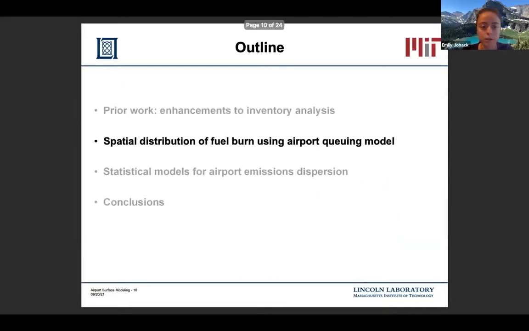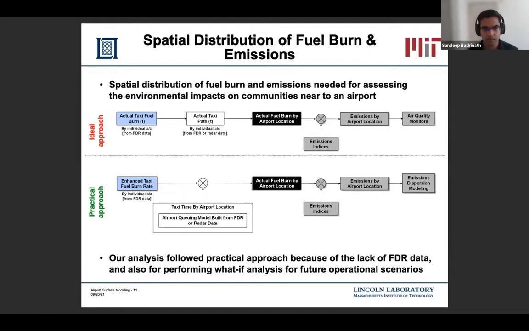Next slide. So here I'll hand it off to Sandeep to discuss the next steps in analysis, which was spatial distribution of fuel burn using an airport queuing model. Thanks, Emily. Thanks for presenting the background and our prior work on enhancements to inventory analysis that is intended to improve the accuracy of aggregate fuel burn and emissions in the taxi phase of flight. In addition to those aggregate quantities, one is also interested in spatial distribution of fuel burn and emissions at an airport. I'll be talking about that in the next few slides.